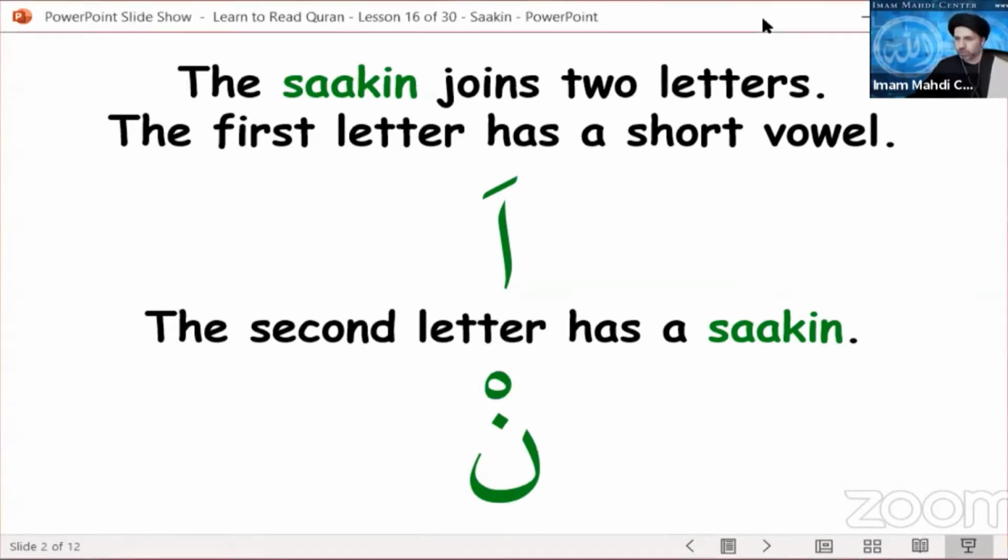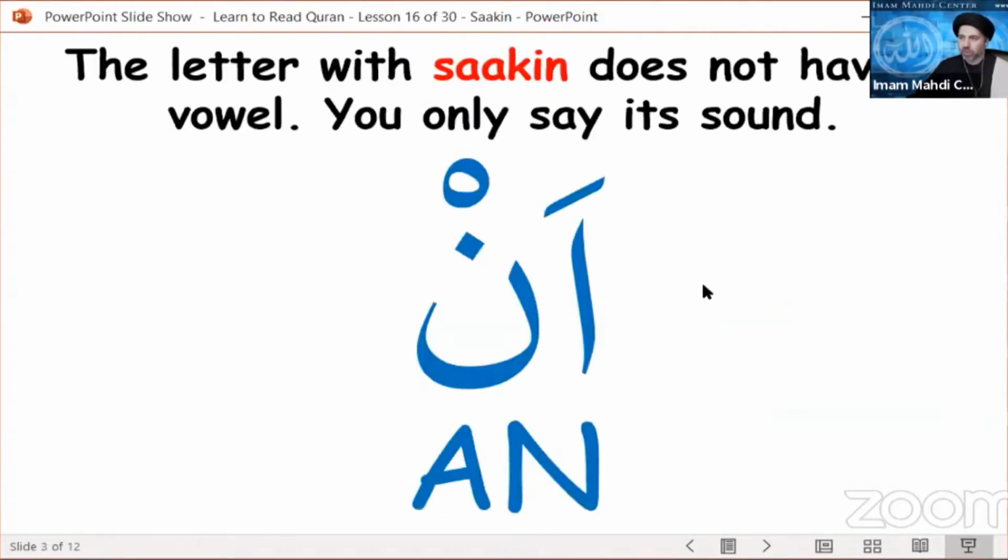So what does the Saakin do? The Saakin joins two letters into one syllable. So the first letter of the syllable has a short vowel, and the second letter will have the Saakin. So for example, you see here there's an alif with a fatha. This will be the first letter. And the second letter that it's going to join to in this example is the noon, and the noon has the Saakin on top of it.